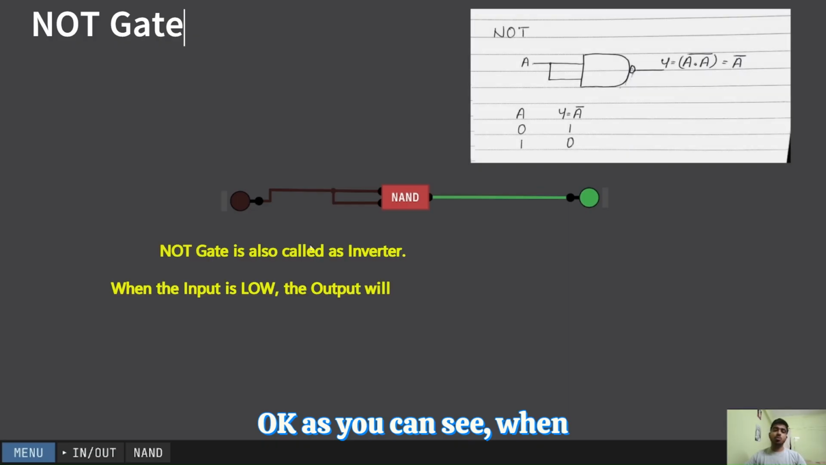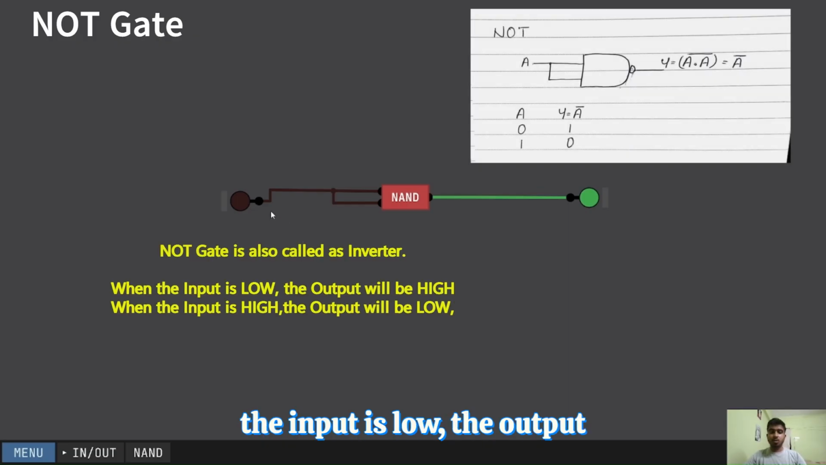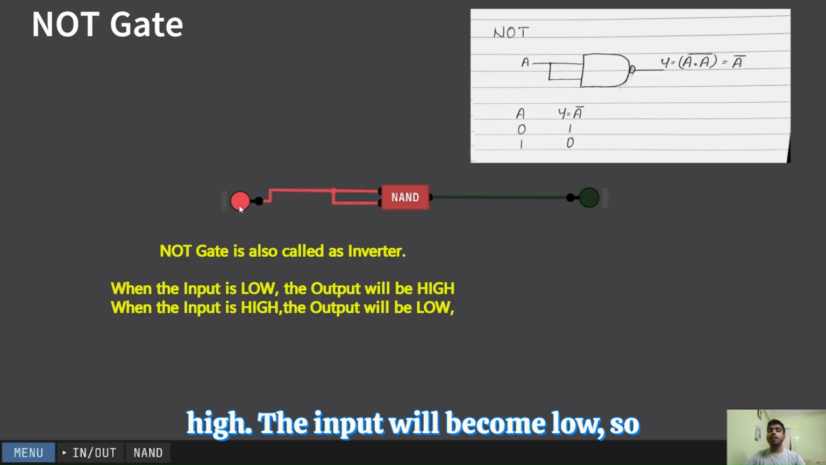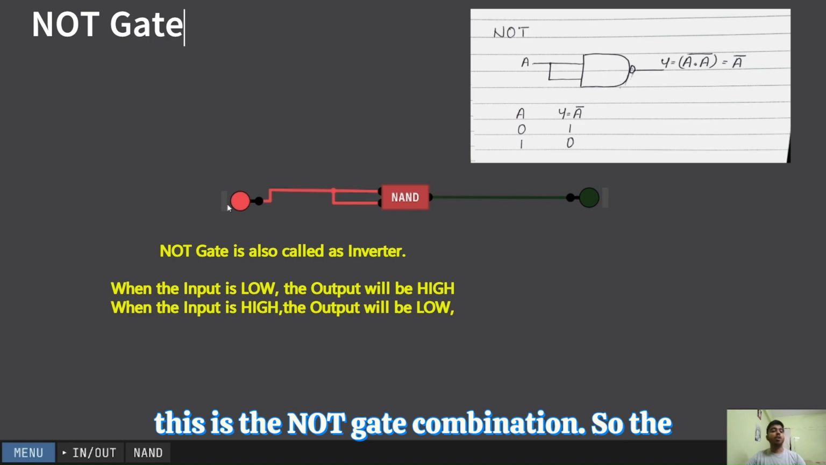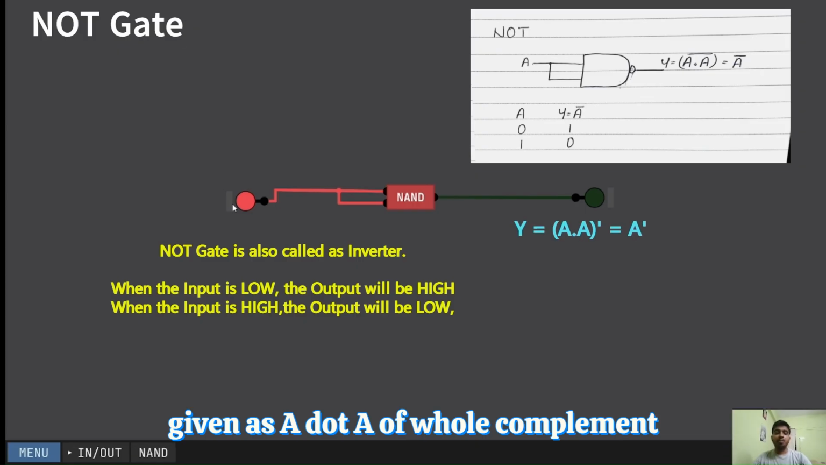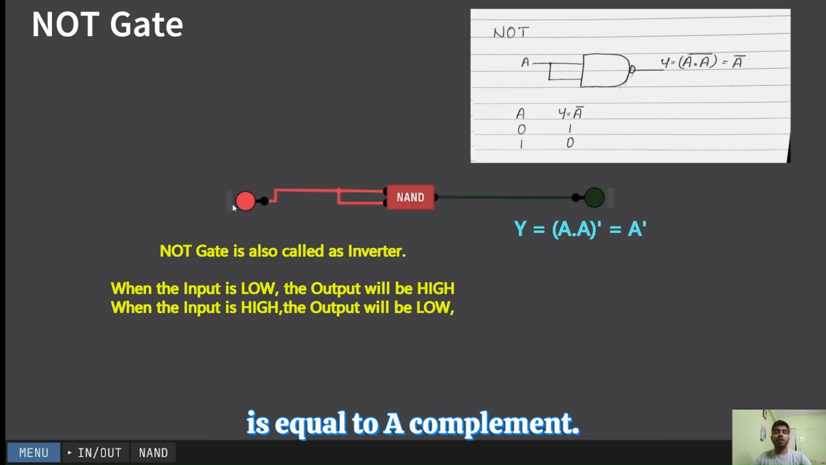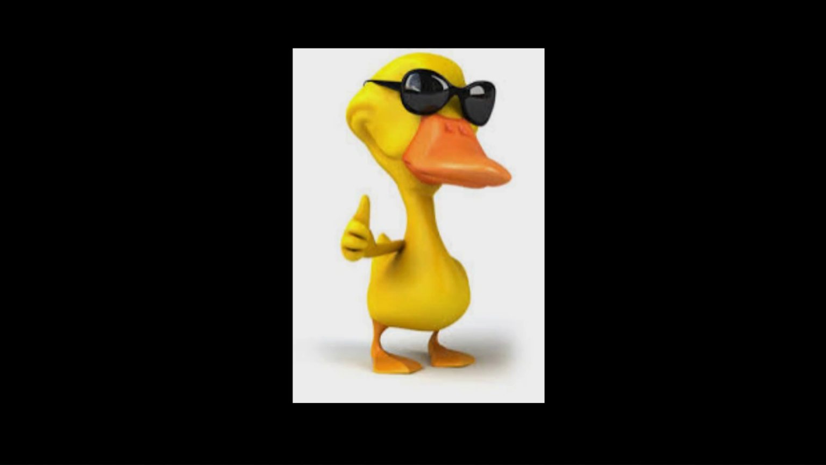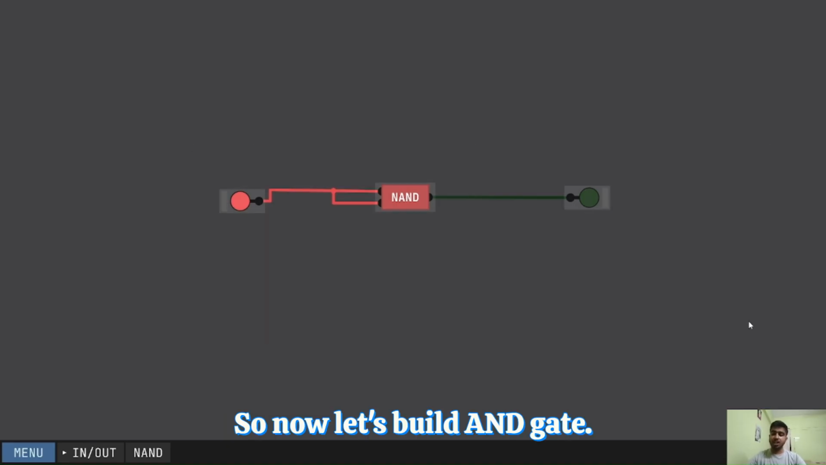As you can see, when the input is low, the output is high. When the input is high, the output becomes low. So this is the NOT gate combination. The Boolean expression for this is given as (A dot A) whole complement is equal to A complement. So now let's build the AND gate.